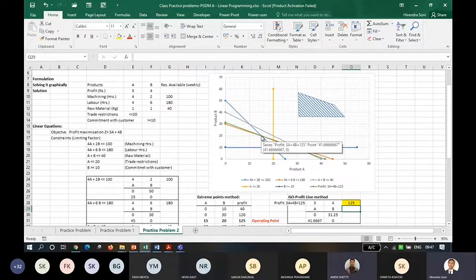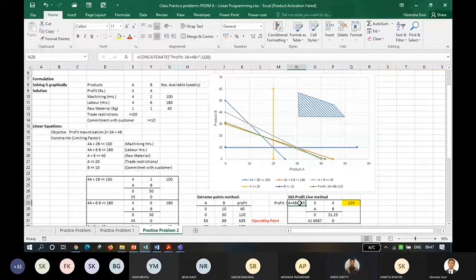Sir, please can you show the formula of what you applied in the profit line method? The first one, at this point? Yes, sir. Okay. And you extrapolated, no? I have used concatenate so that I can see that line also here.